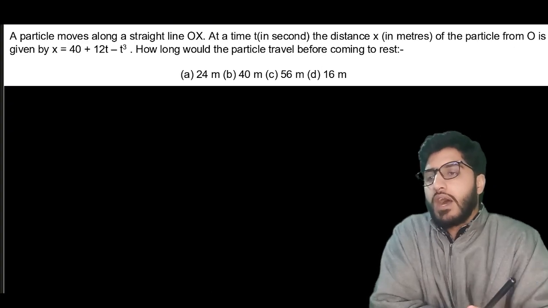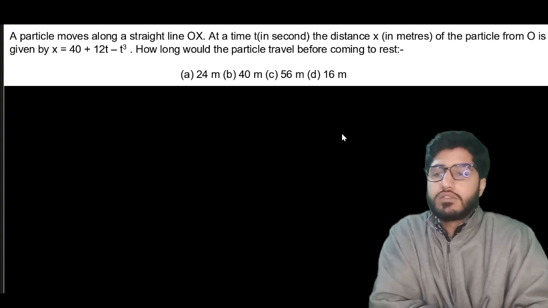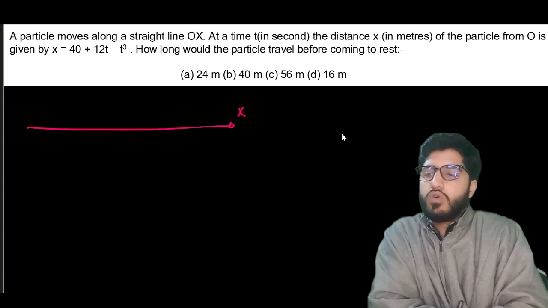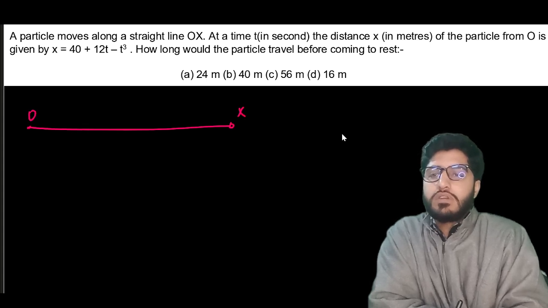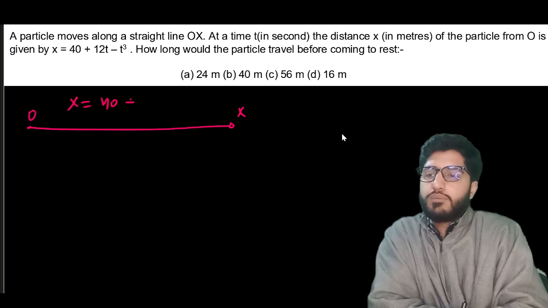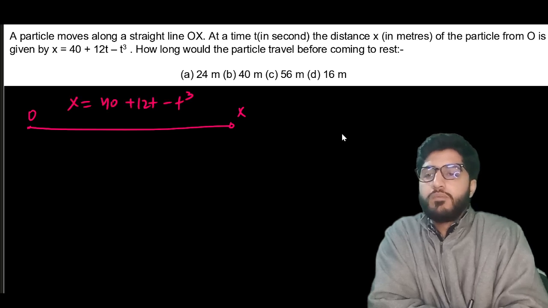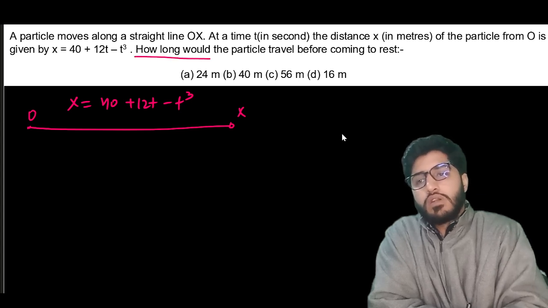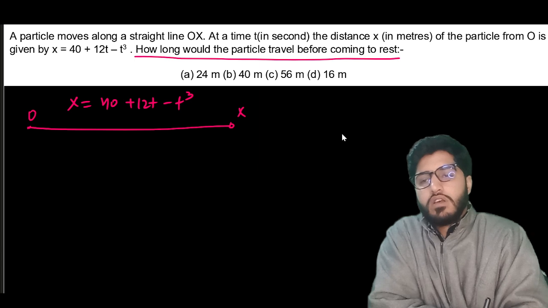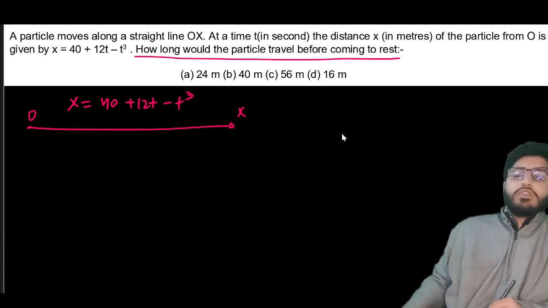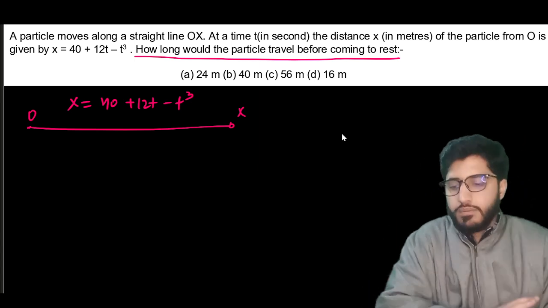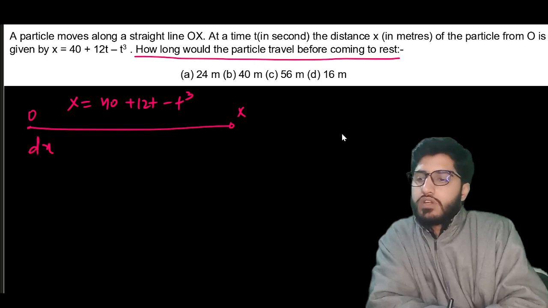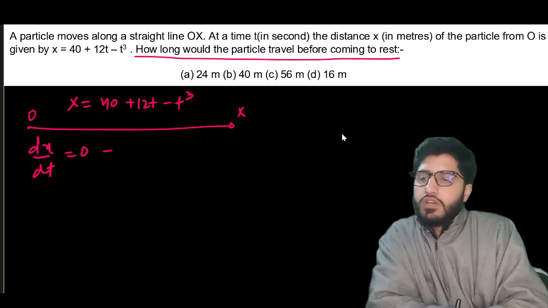Next numerical, a particle moves along a straight line OX. So we have a straight line OX like this. At time t, the distance x of the particle from O is given by x equals 40 plus 12t minus t cube. How long would the particle travel before coming to rest? Before coming to rest means where my velocity will be 0. So I can do dx by dt, which will be 0 plus 12 minus 3t square.